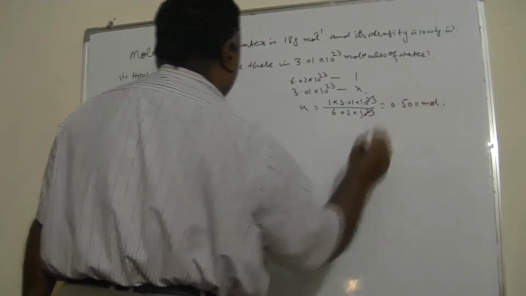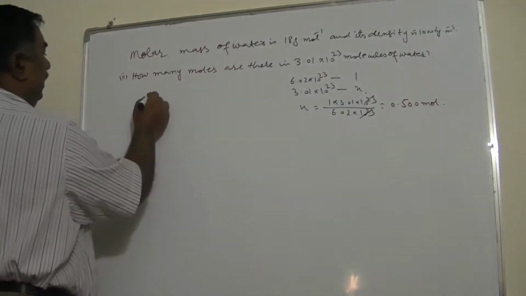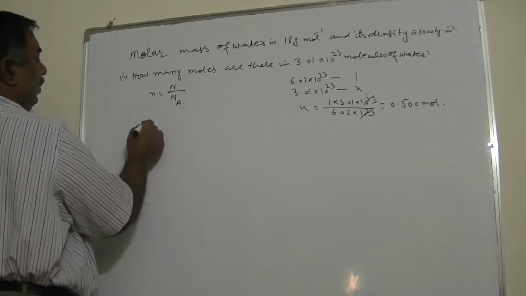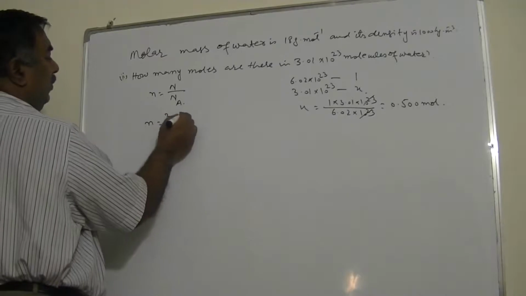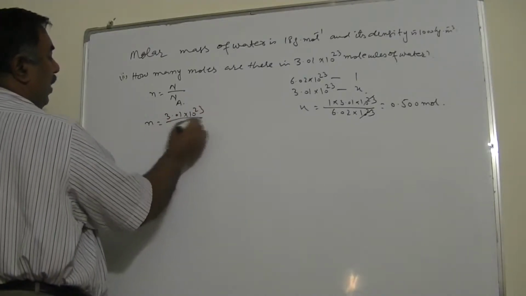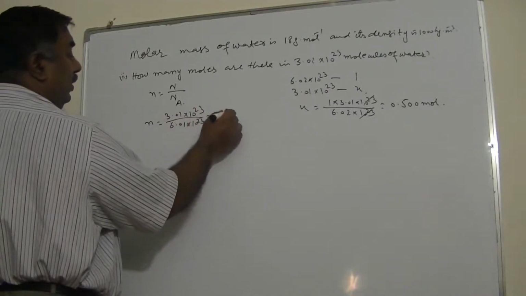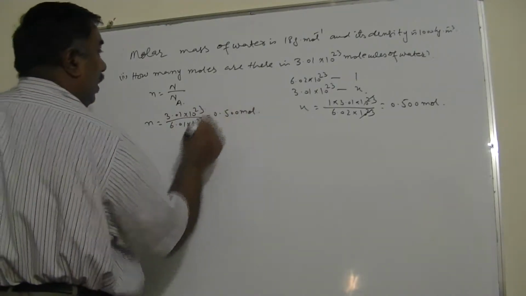mole. Or we can use the equation: n is equal to number of molecules divided by Avogadro's number. So number of molecules 3.01 into 10 power 23, Avogadro's number 6.02 into 10 power 23, and the same answer you get, 0.500 mole.